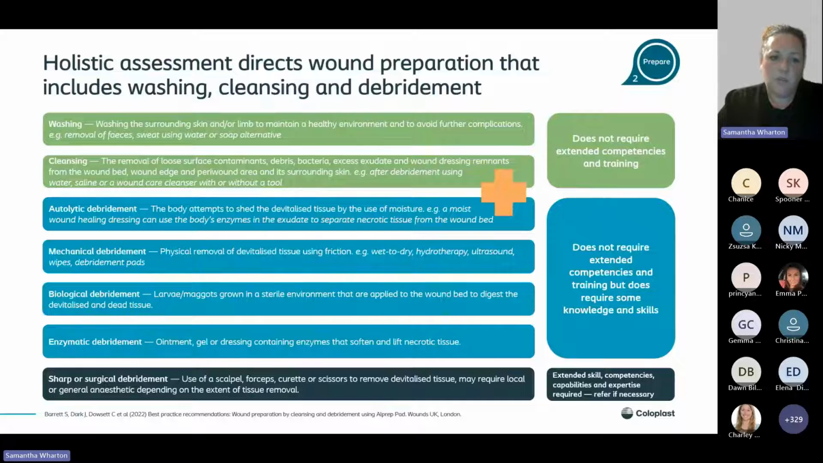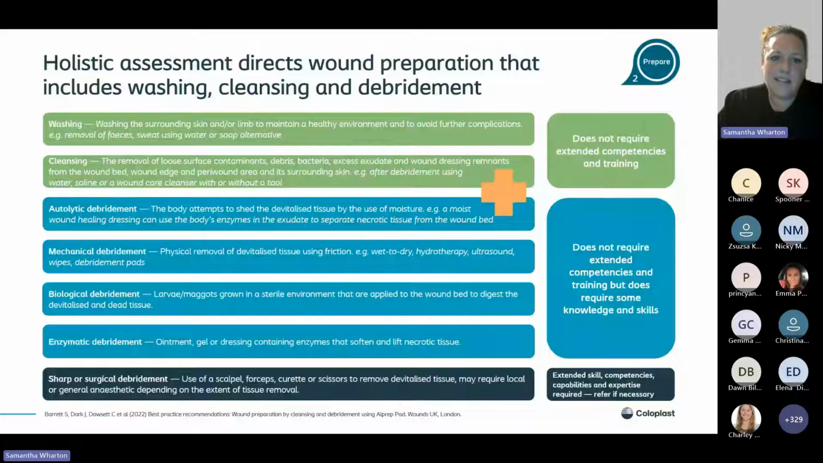So there's different ways we can prepare our wounds. We've got general washing, just to remove any visual debris, feces, sweat.